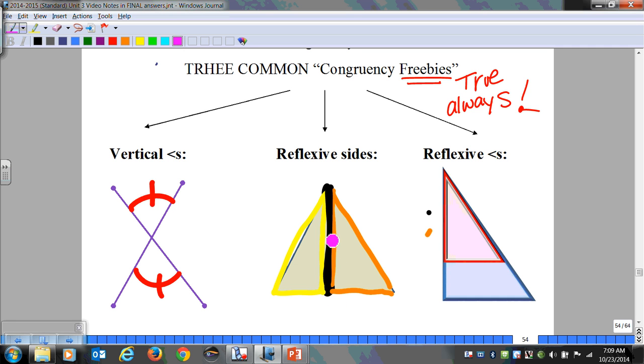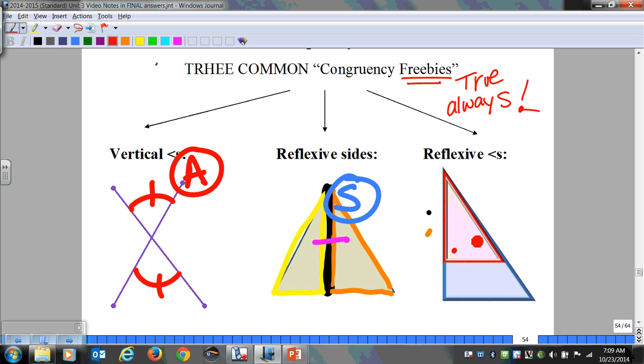So when you see a reflexive side, you mark it with a hatch mark. And when you start marking things congruent, I need you to get in the habit: if I have a pair of angles congruent, you put an A for a pair of congruent angles. This would be an S for a pair of congruent sides.